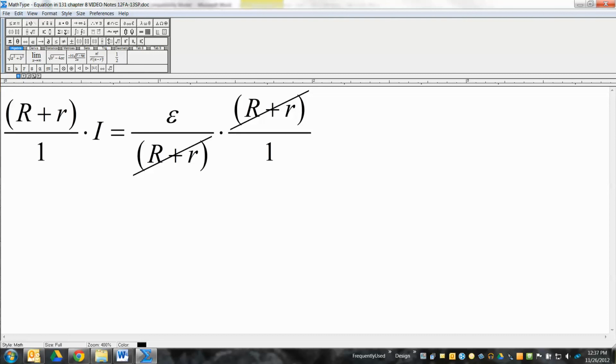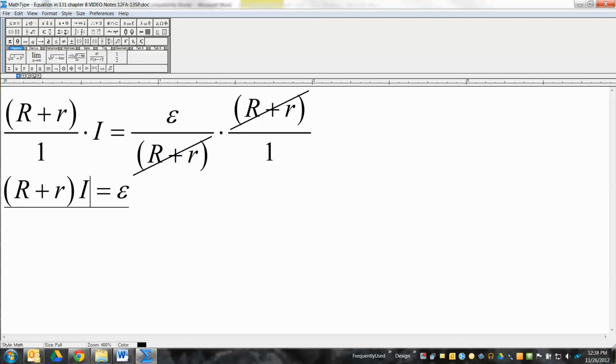Okay, so now what does that mean that you've got, right? So you've got r plus r times I, and then here it's gone. So all you have left over here is this little epsilon guy. Okay, looks like an E, I know. And then over on this side you have capital R plus little r times I.